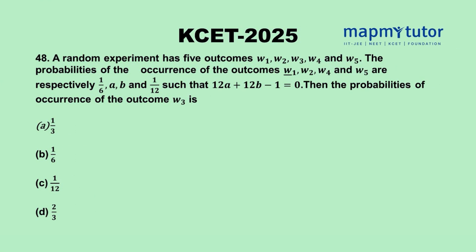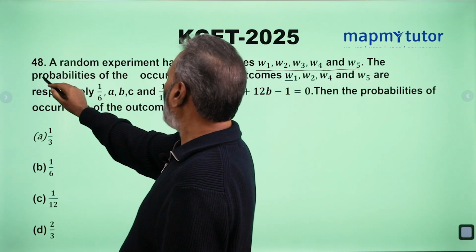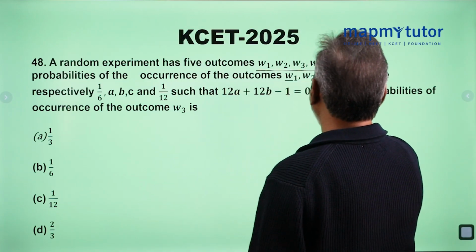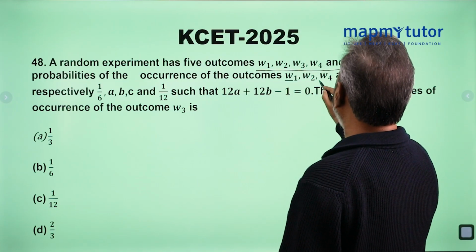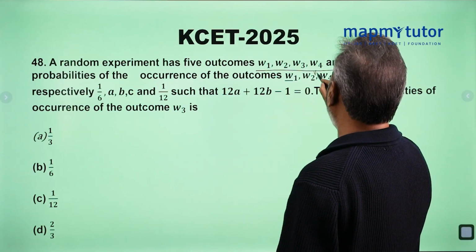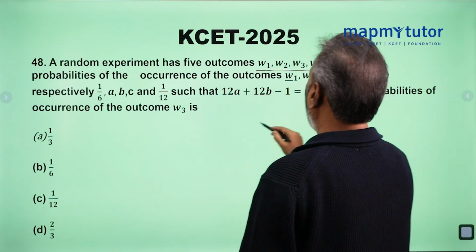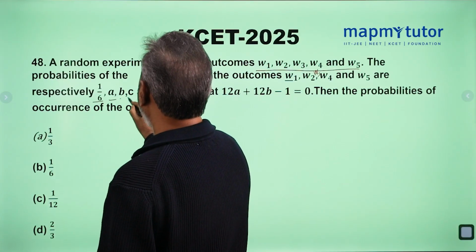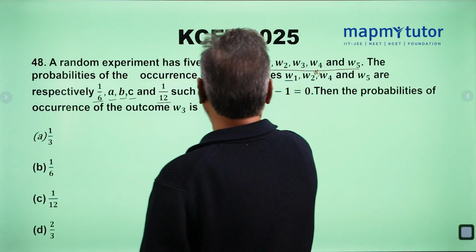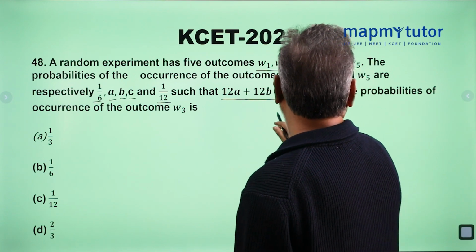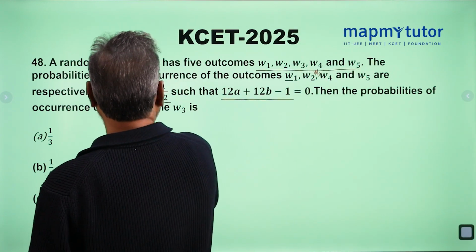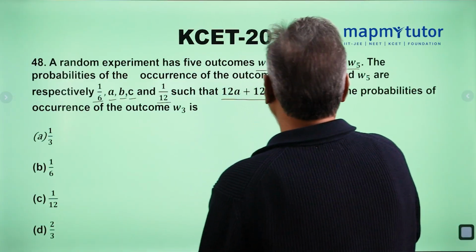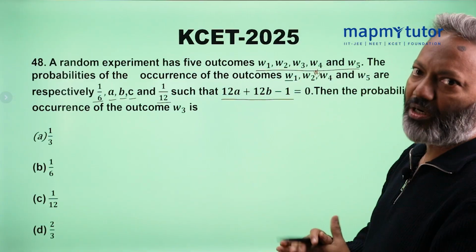A random experiment has 5 outcomes. See, outcomes are given. Usually E1, E2, E3 events are simple events, here W1, W2, W3, etc. The probabilities of the occurrence of these outcomes are given as 1 by 6, A, B, C and 1 by 12, such that some condition is given. Then what is the probability of occurrence of the outcome W3? Only P of W3 I want.